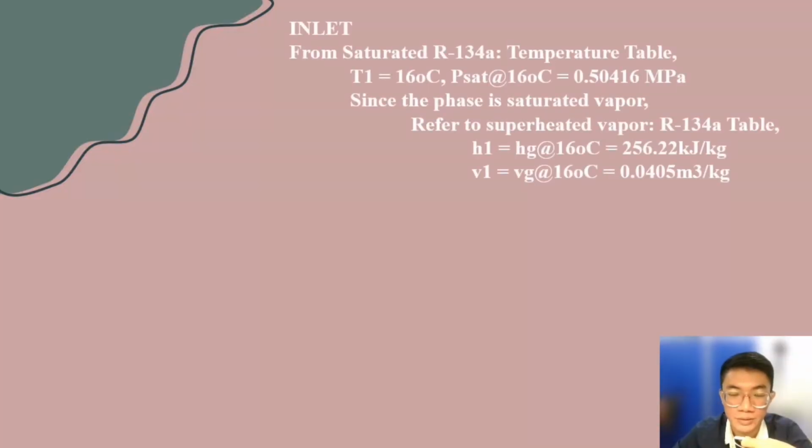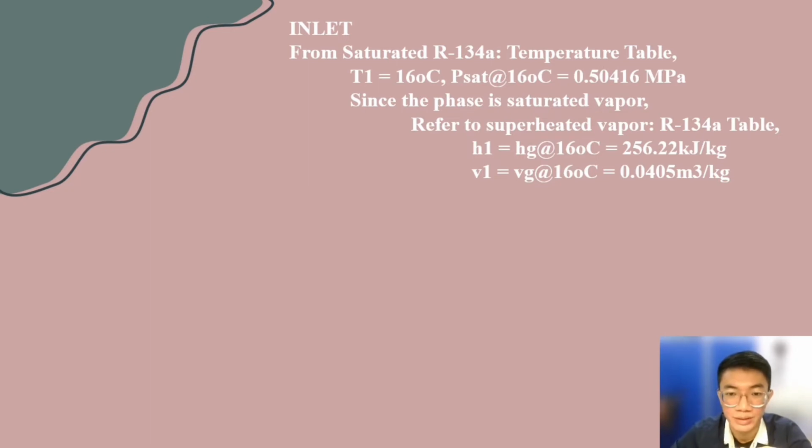Okay, so for the inlet position, we need to find the enthalpy and also the specific volume. So from the saturated R134A temperature table, we know that the temperature in the inlet position is 16 degrees Celsius, and we know that P saturated at 16 degrees Celsius is 0.50416 megapascal, which is taken from the table.